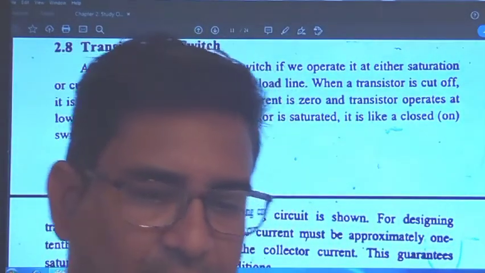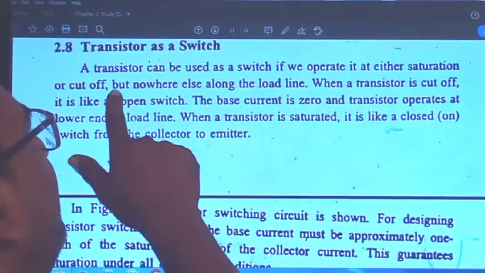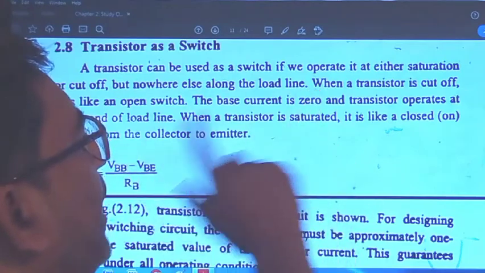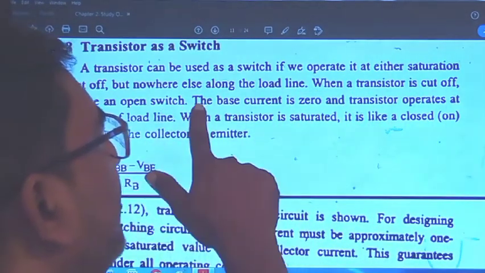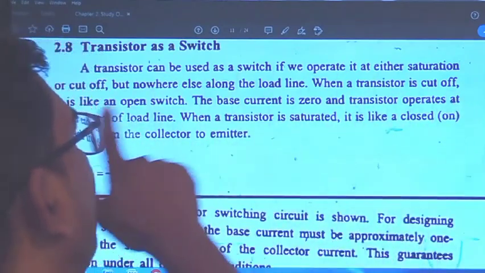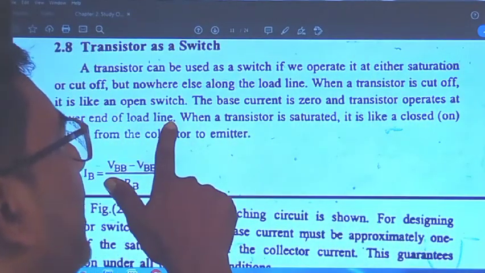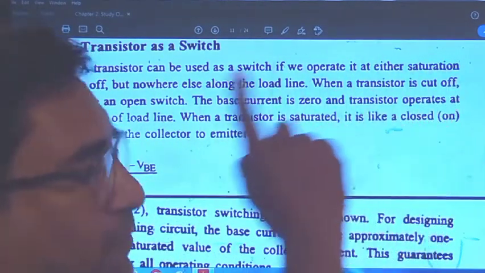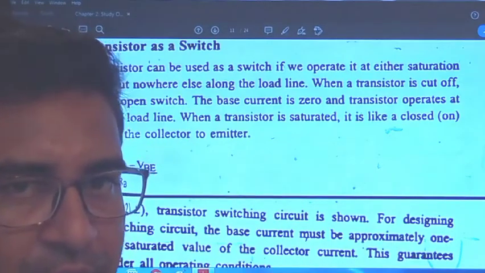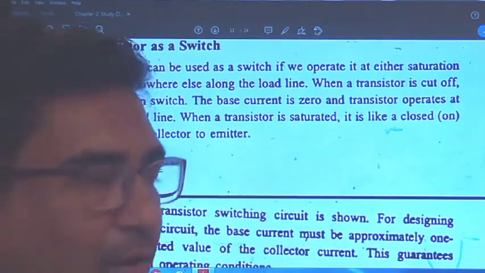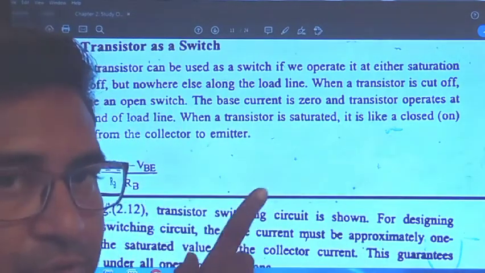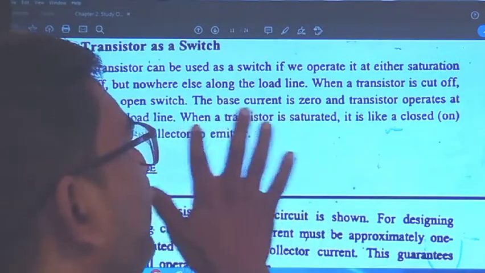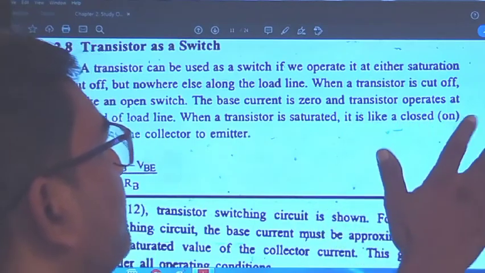In the same way, here also the same thing applies. However, on the load line, when the transistor is in cutoff, it is like an open switch, and the base current is 0, and the transistor operates at the low end of the load line. Means it is cutoff. Cutoff is nothing but reverse: both the junctions are reverse biased, and at that time it is considered an open switch. Okay. When the transistor is saturated, it is closed, means it is on.